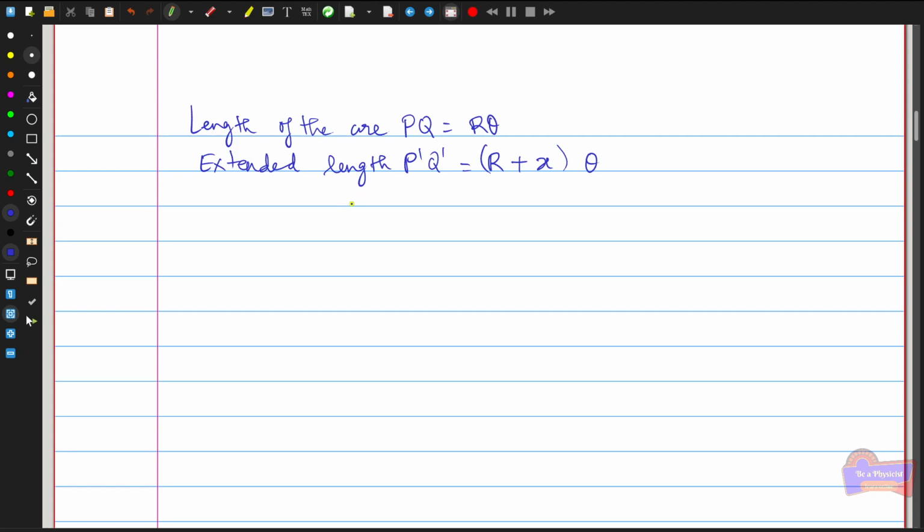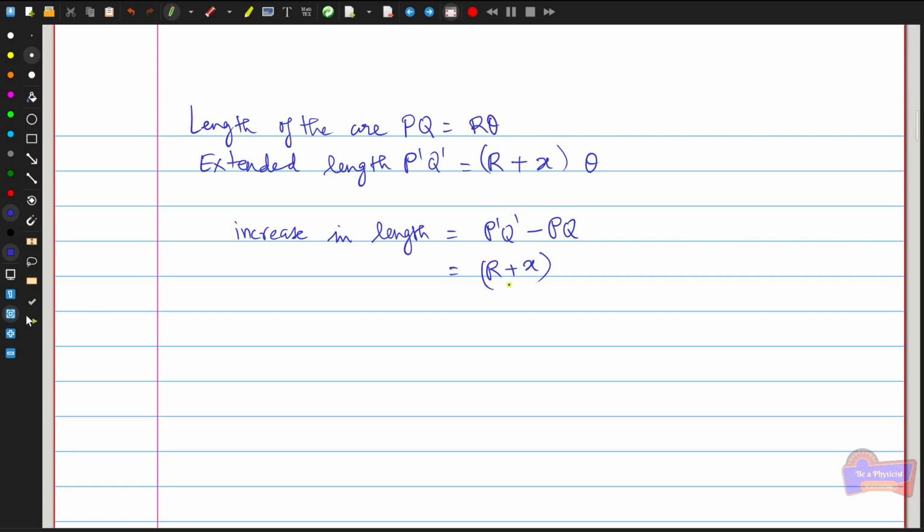Okay. Once I know the extended length and the original length, I can find out the difference. So the increase in length is equal to P prime Q prime minus PQ. That is the increase in length. I can substitute the values: r plus x times theta minus r theta, which gives r theta plus x theta minus r theta. So this r theta will get cancelled, and you will get only x times theta. So this is my increase in length.